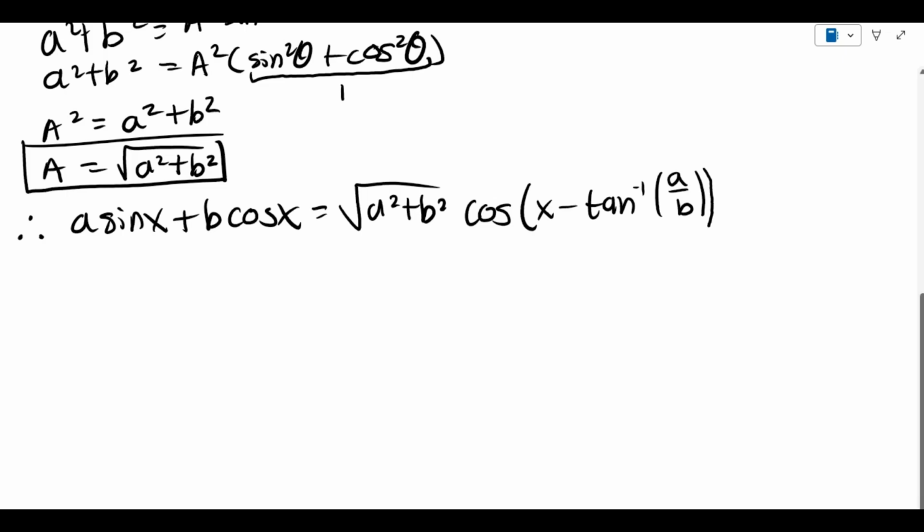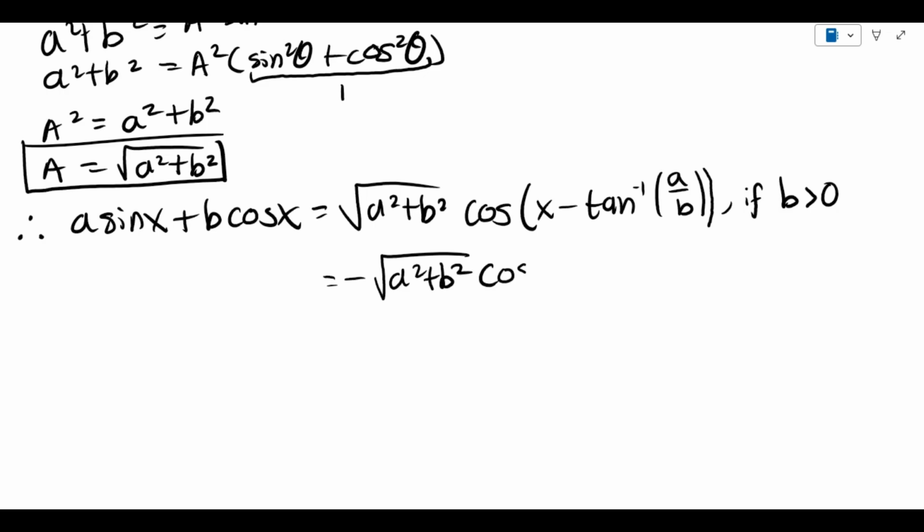There's a condition on this though. We can also use the negative square root of a squared plus b squared, times the rest is the same, but the sign alternates if b is less than 0. If b is equal to 0, anything over 0 is not defined, so don't actually do that.